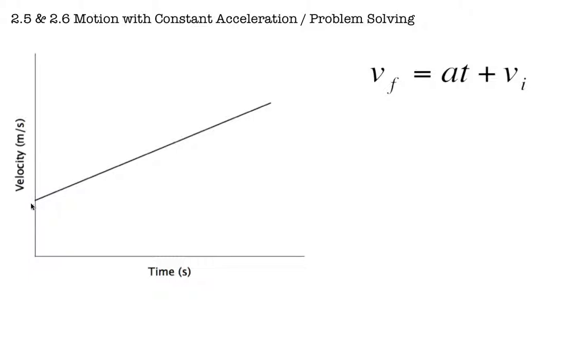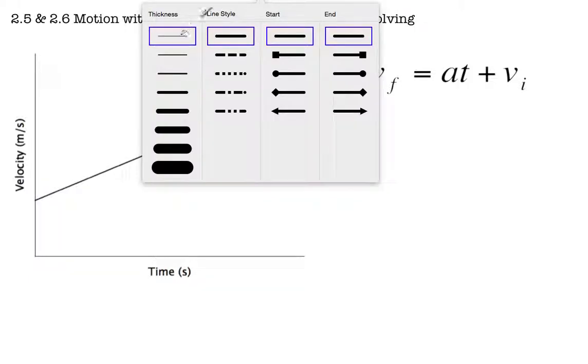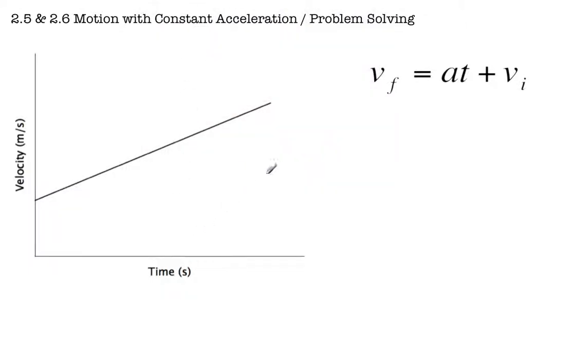This object is starting with some positive velocity, and the velocity is changing as time goes on, and the acceleration of this object is constant because the slope of this line is constant. So what we're going to look at to get our first kinematics equation is y equals mx plus b. From this graph, it being linear, it should follow the form y equals mx plus b.